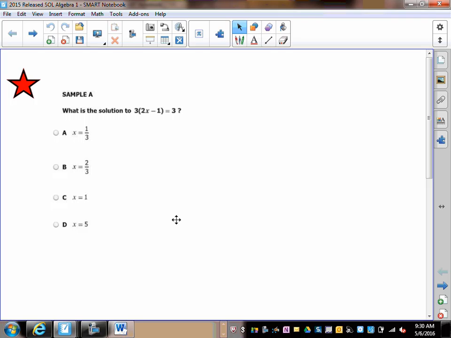Okay, so take a look at our first sample problem, sample A. What is the solution to 3 times parentheses 2 x minus 1 equals 3? I want you to go ahead and try this on your paper. I want you to do the work on there and double check it with your calculator. So you're solving for x. This is what you learned back in September, October.